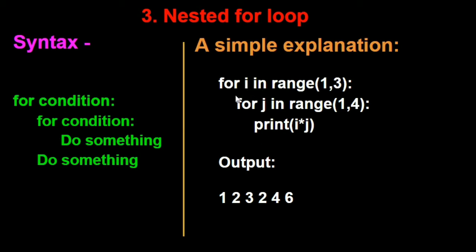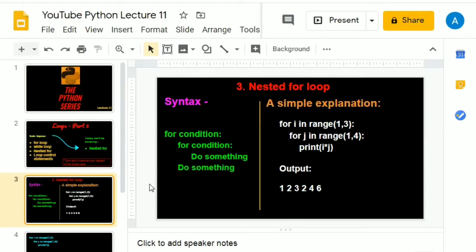What it says here is, for i in range 1, 3, inside that you have for j in range 1, 4, print i into j. This is the output: 1, 2, 3, 2, 4, 6. Now we look at a hand run of this code so y'all can understand how it is basically working. Let me just open the slide here.